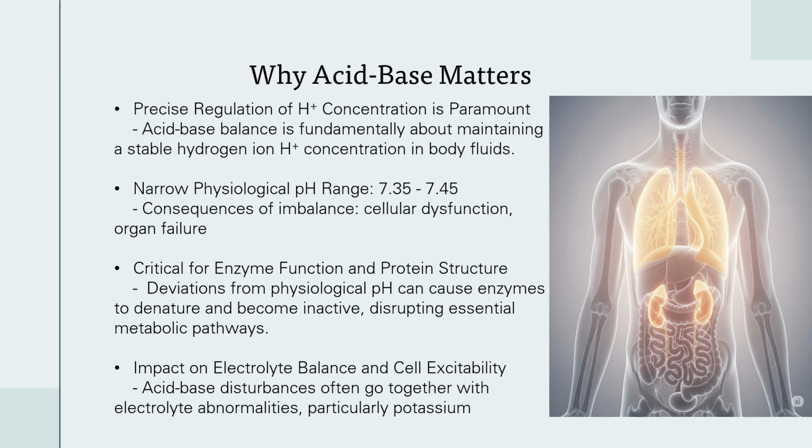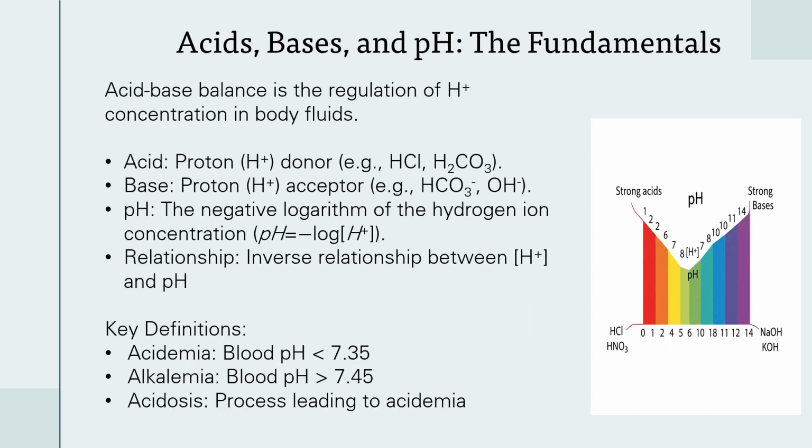So what are acids? What are bases? And what is the pH in terms of its definition? The acid-base balance is the regulation of hydrogen ion. Acid is a proton donor and base is a proton acceptor. And examples are given here. And the definition of pH is the negative logarithm of the hydrogen ion concentration.